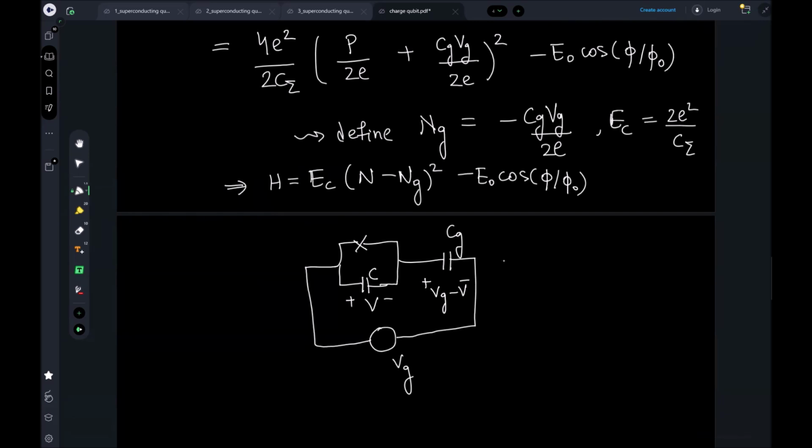So you might be wondering, like I mentioned in the beginning of this video, that there is this additional capacitor Cg, but why do we need this additional capacitor Cg at all? And this is what I'm going to explain next.